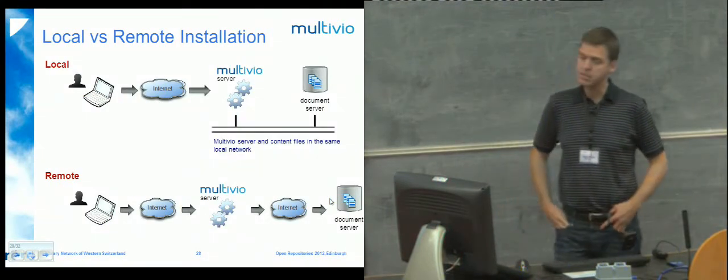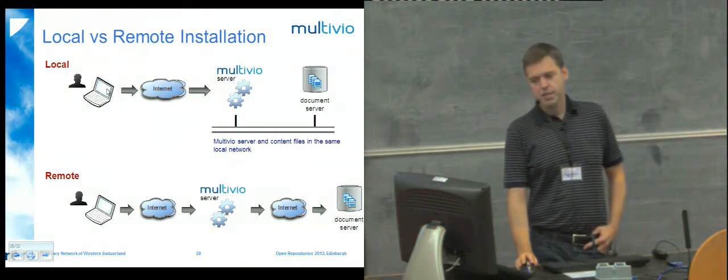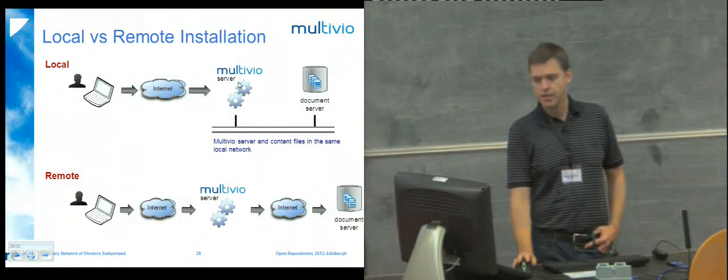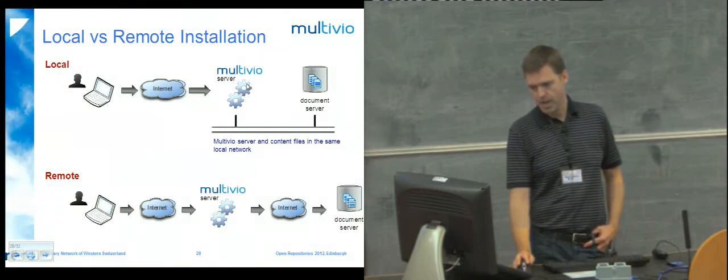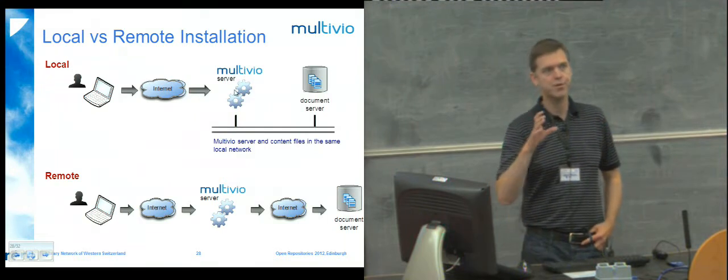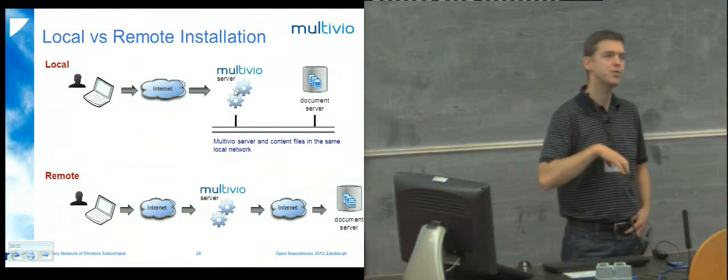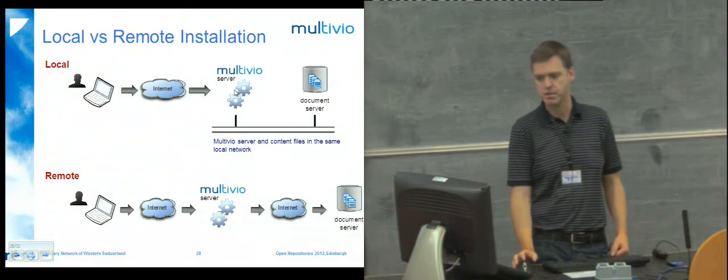Here is the slide. So if you work locally, this is the client with the web browser, and it calls the Multivio server for all kinds of services that I described before. And in this case, the Multivio server has local network access to the document server. So if it needs to handle a PDF file, it doesn't need to download it from anywhere. It just accesses the PDF file directly with the file system.